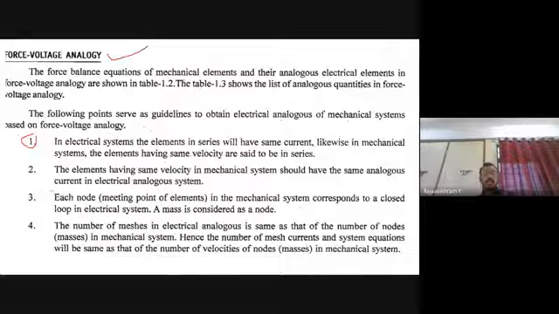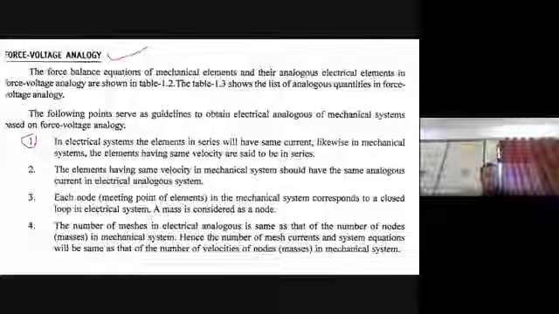The first one is series connection: current is same. In parallel connection, voltage is same. So in a series circuit, the current is same, and the same thing in mechanical system, velocity is also constant. Second one, the velocity should be analogous to the current in the electrical system. Third one, the meeting point in the mechanical system is node. We consider the node in mechanical system, but for electrical system, we will consider the closed loop. And the last one, number of closed loops equals number of nodes in the mechanical system.